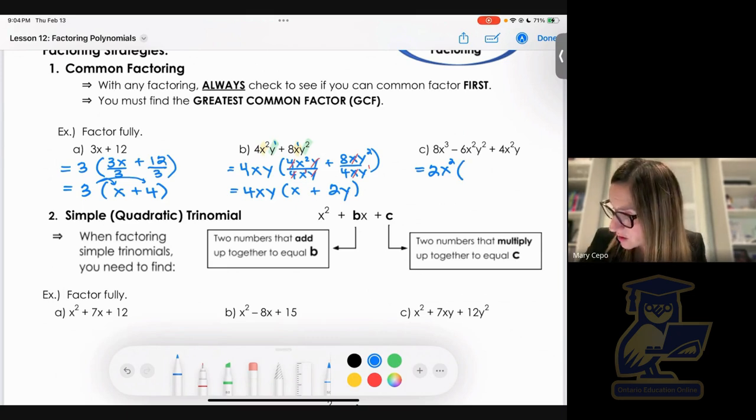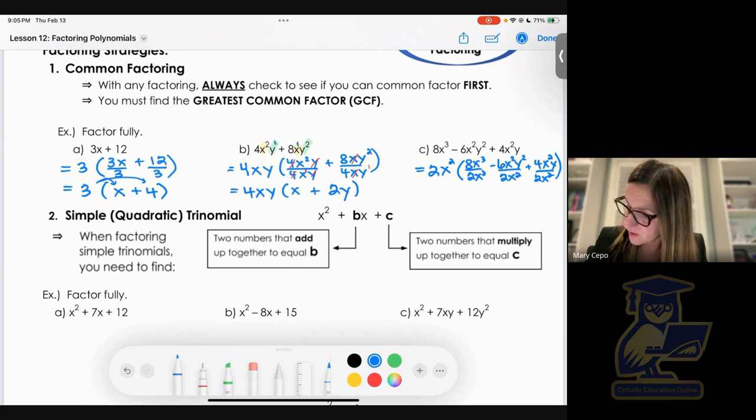We take 8x cubed divided by 2x squared. And then we take negative 6x squared y squared divided by 2x squared. And then 4x squared y divided by 2x squared. So simplifying, we leave the greatest common factor up front. 8 divided by 2 is 4. x cubed divided by x squared is simply x.